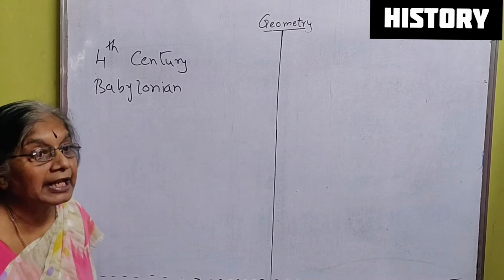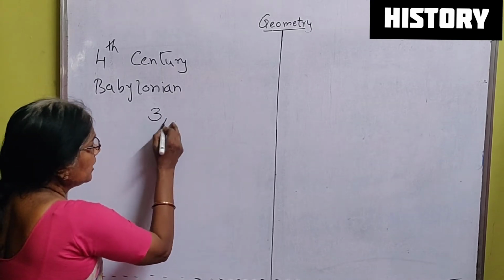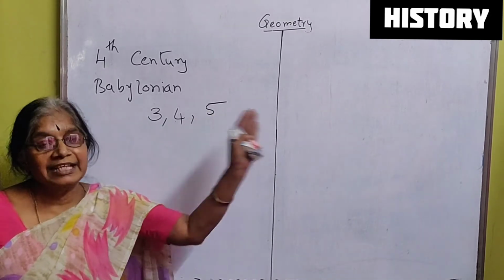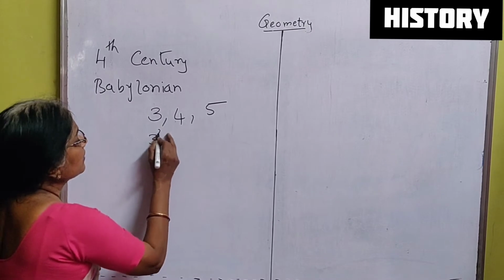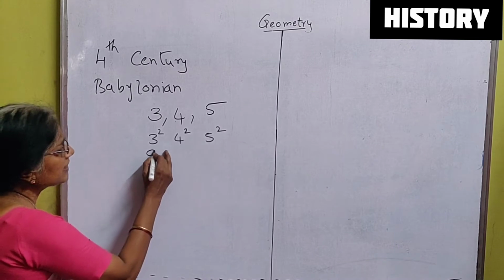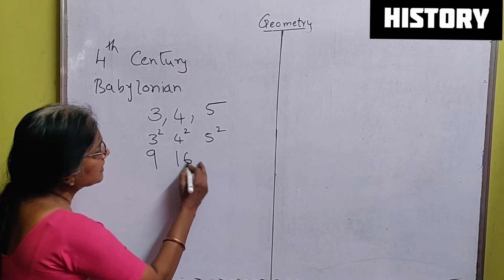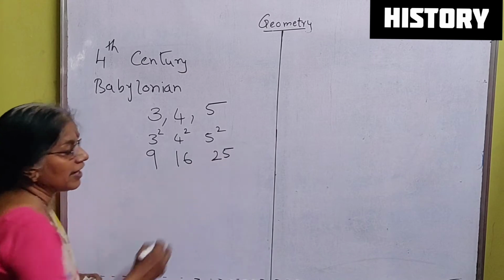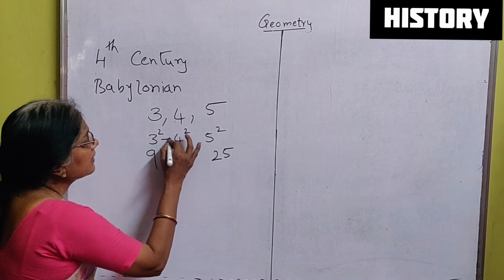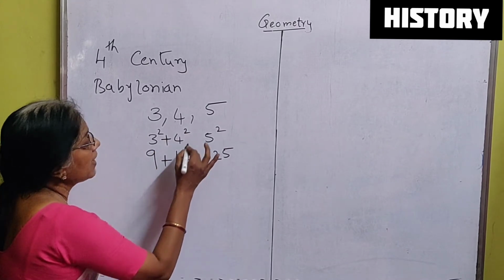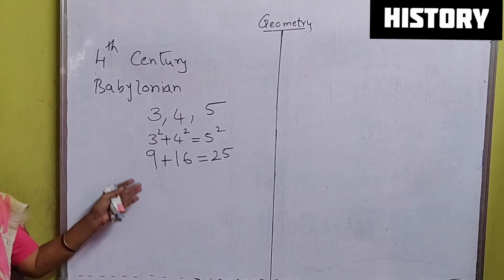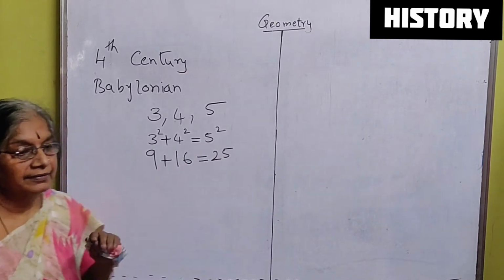So they took certain numbers, for example, 3, 4 and 5. They took the square of these numbers. That is, they squared 3, they squared 4 and they squared 5. Square of 3 is 9, square of 4 is 16 and square of 5 is 25. And to their surprise, they found that when they added 3 square and 4 square, the result was equal to 25, which they gave the name triplet.